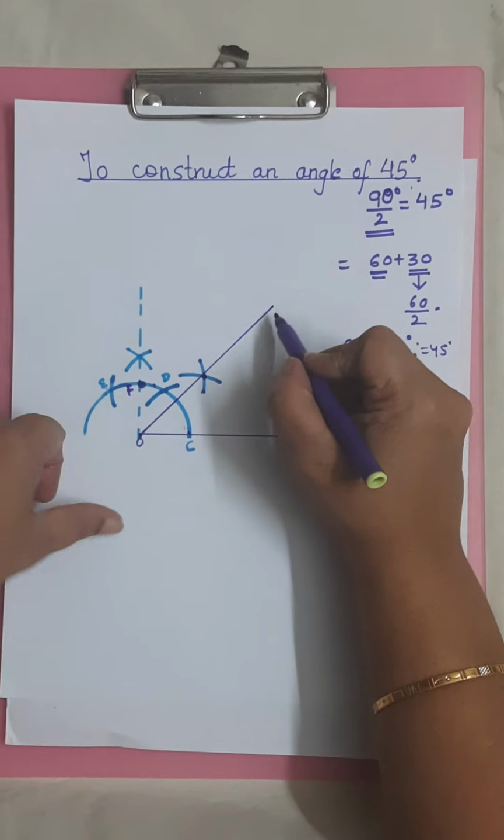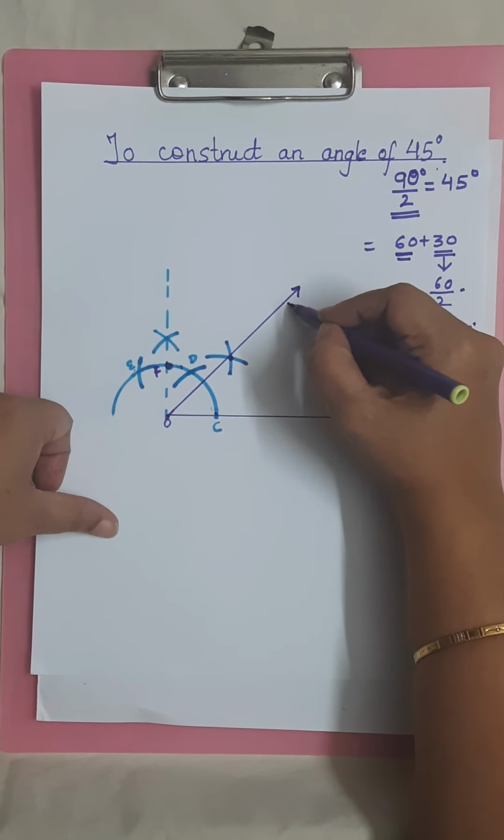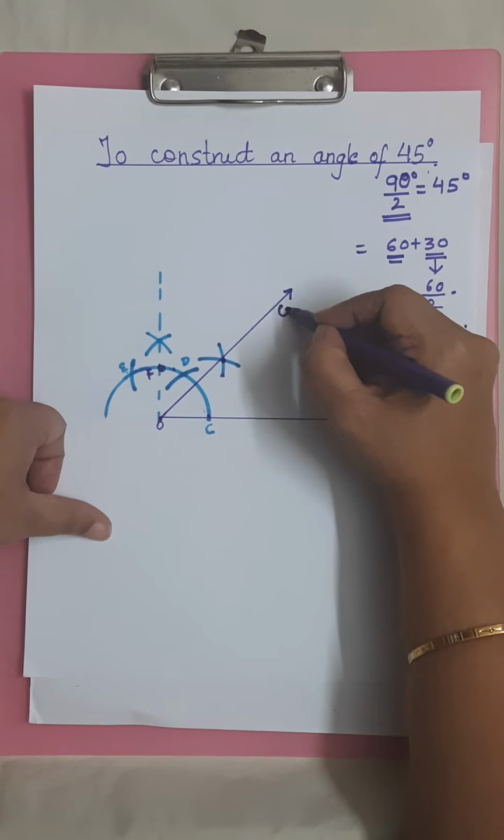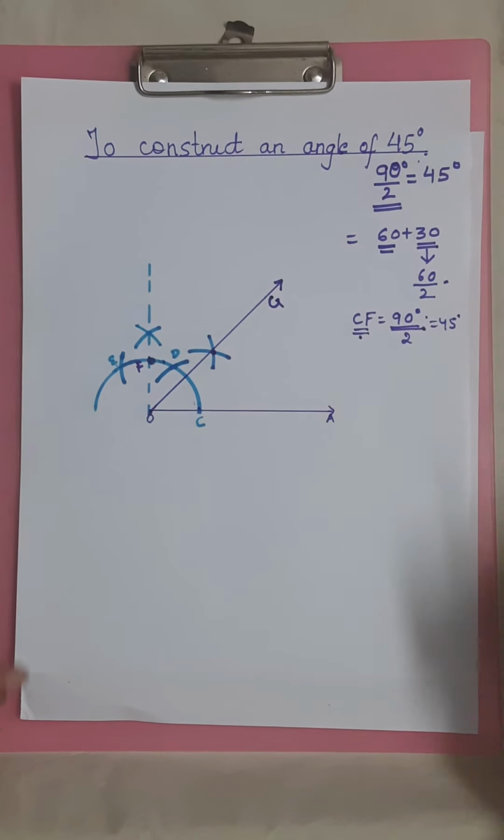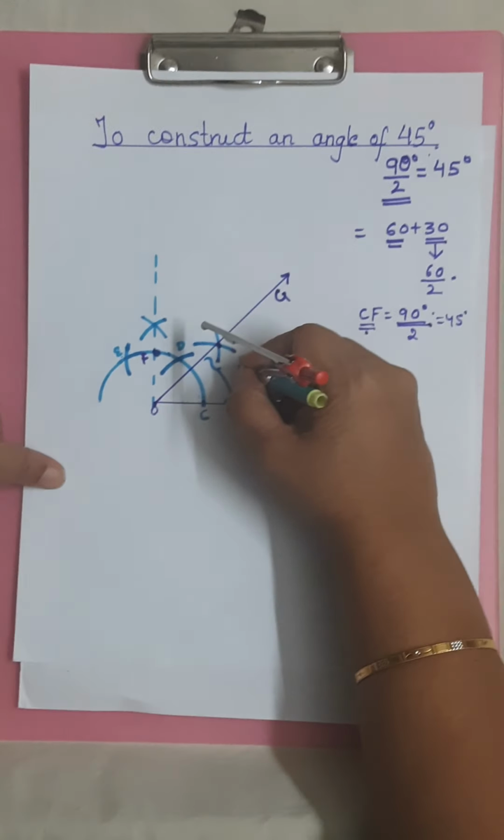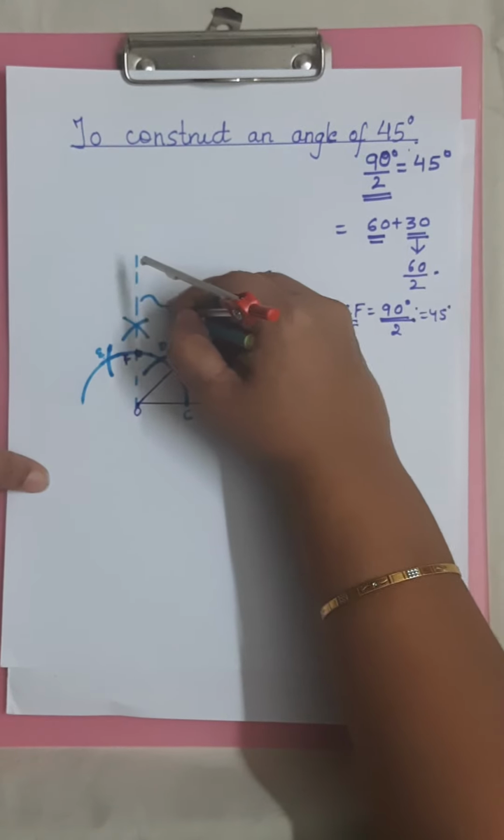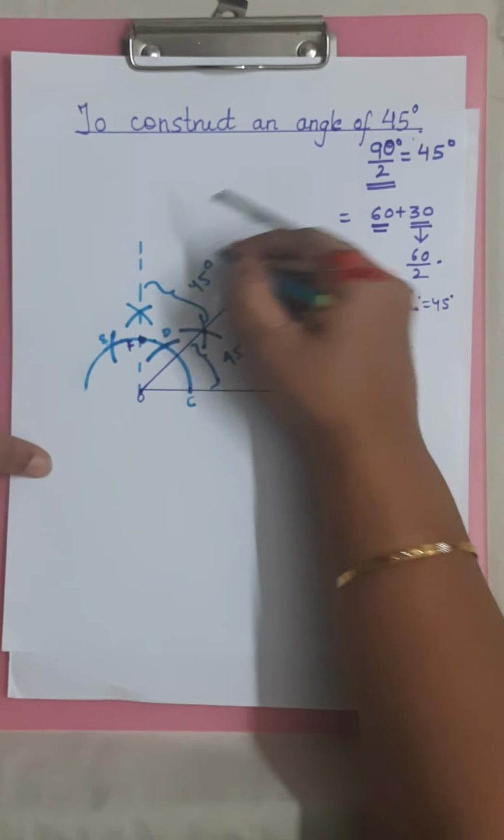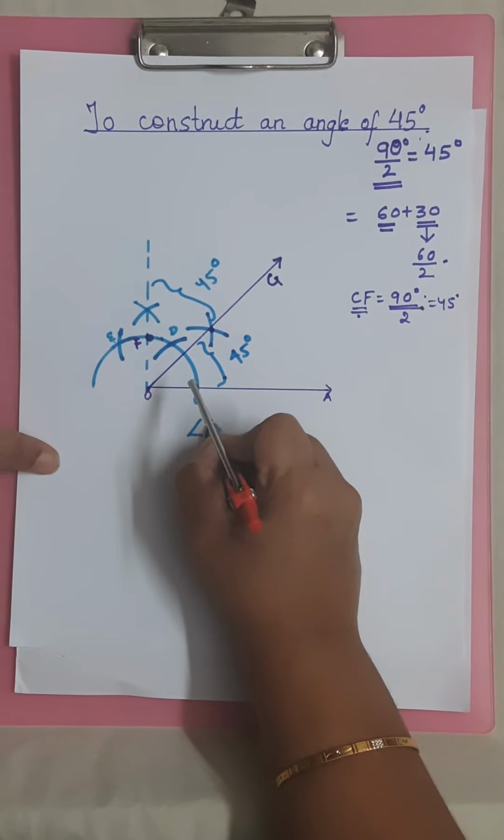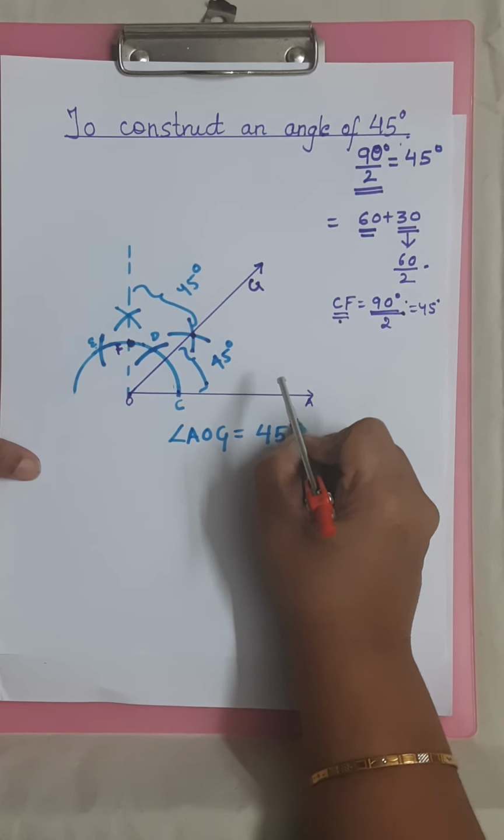Okay. Now I can name this as AOF. I've already named. I can name it as G, whatever. So AOG, this portion is the bisection of 90 degrees. So this will be 45 and this will also be 45. Fine. So angle AOG will be 45 degree.